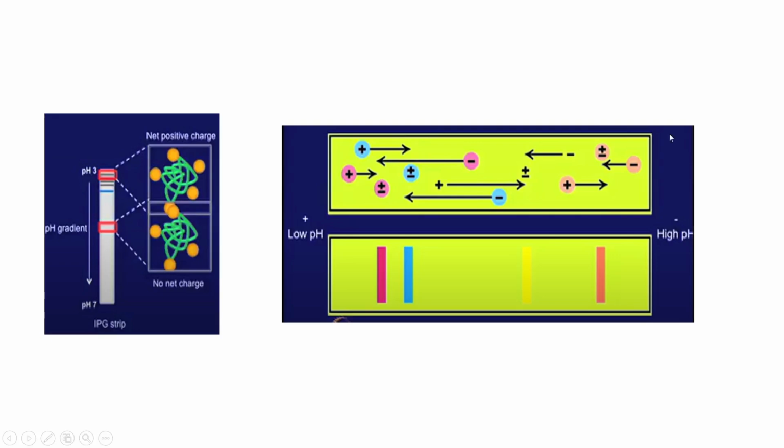So this is how the separation happens. At low pH, the protein is generally positively charged. It will try and move towards the negative electrode. At high pH, it generally has a negative charge, and it will try and move towards the positive electrode, and that's how the separation will take place.